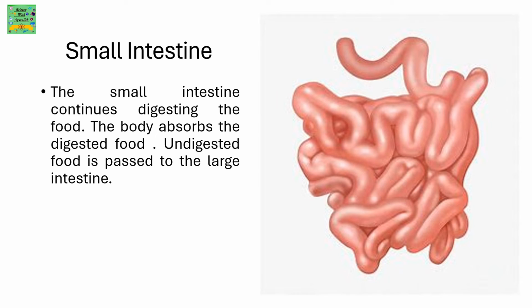Small intestine. The small intestine continues digesting the food. The body absorbs the digested food. Undigested food is passed to the large intestine.